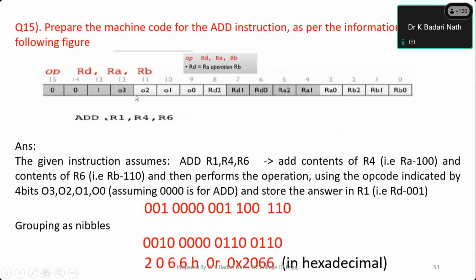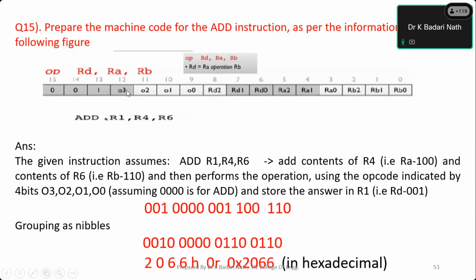Now the question is, I have to represent this instruction, add R1, R4, R6, in this format. So let's start writing it. Before starting coding it, I will prepare the machine code for add. Since they have not given any details, I am making one assumption: the opcode for add is 00. So that means 4 bits are required to represent the add.